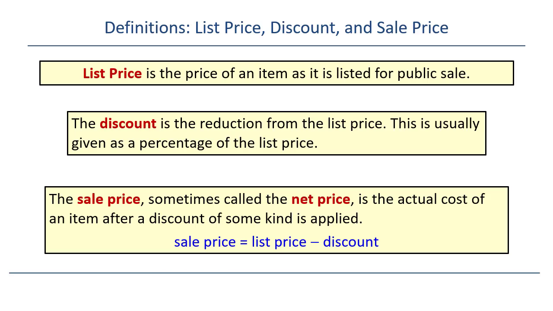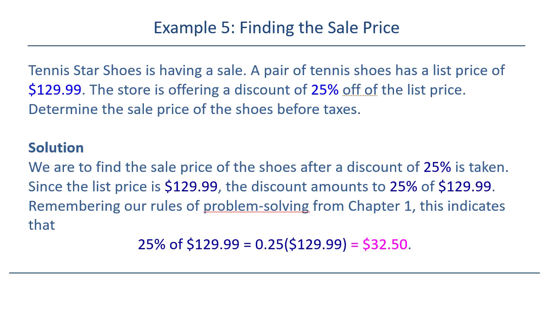Hopefully you did. Okay, some definitions. List price is the price of an item that is listed for public sale. The discount is the reduction that is going to be taken off of that price. And then the sale price, sometimes called the net price, is the actual cost of the item that you're going to pay after whatever discount is applied. So you can think of sale price as just basically list price minus discount.